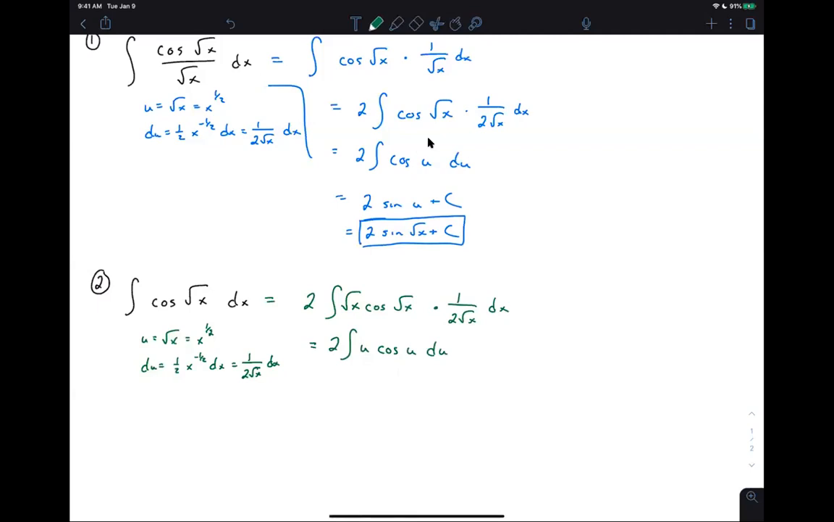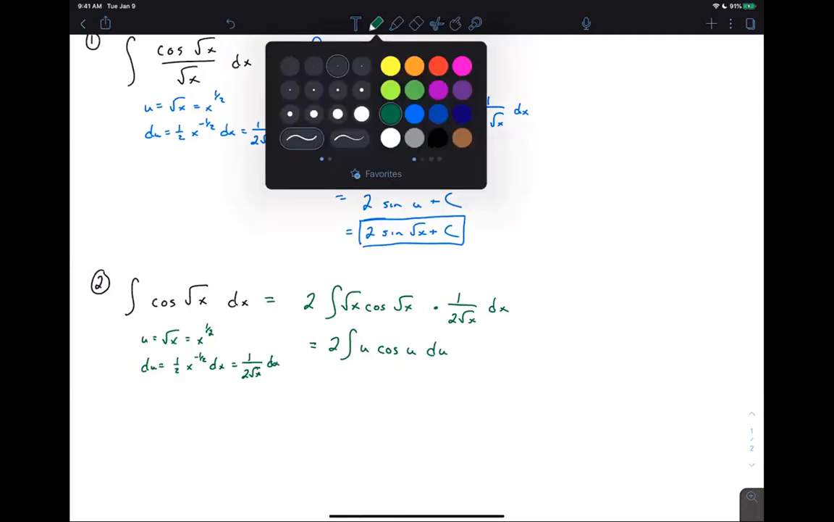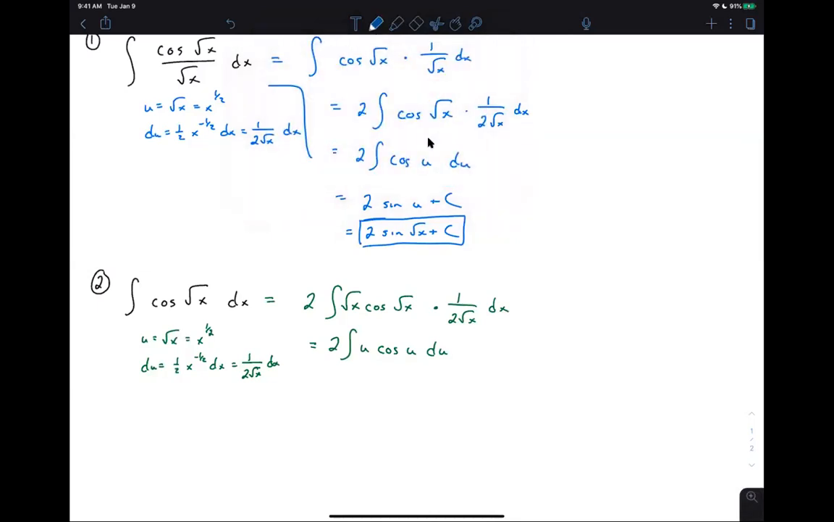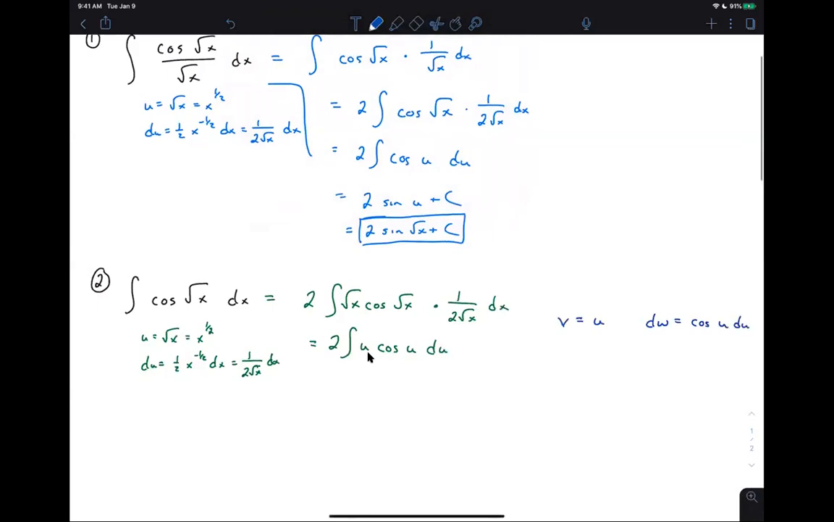So we're going to set up integration by parts, and I'm going to use different letters because we've already used the letter u within the actual problem. So instead of u and dv, we're going to say, okay, v is u and dw is cosine u du. dv then is 1 du, and w is sine of u.